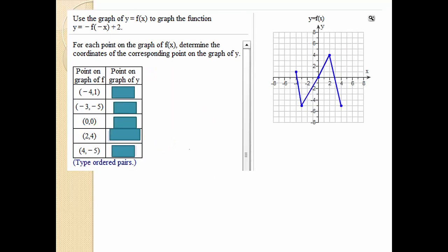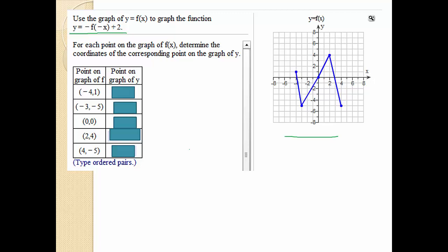Use the graph of y equals f of x to graph the function, and they give us this kind of nasty thing here. So the graph, here's f. F is over here on the graph. And then what we're going to do is graph minus f of minus x plus 2. Now, the way that I think about these is I kind of break it into parts. What's going to affect the x and what's going to affect the y.